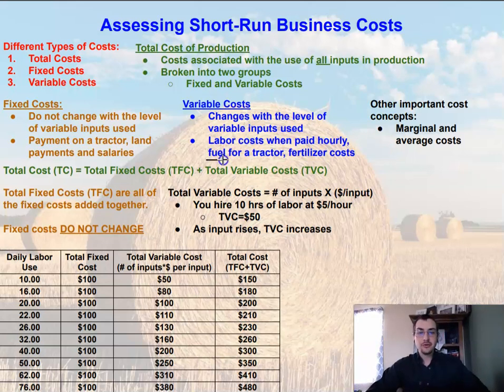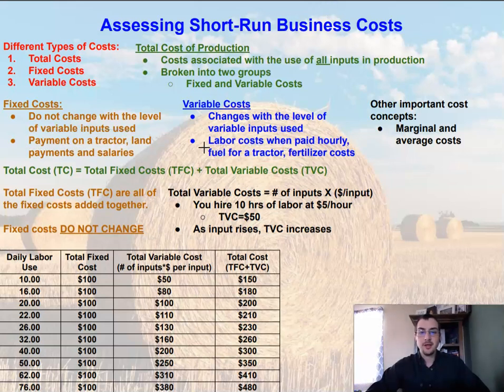Now, the fuel for the tractor would be a variable cost because the more you use that tractor, the more it costs. But think about the payment of a tractor. It doesn't matter whether or not you're driving that tractor 24 hours a day, 7 days a week, or you leave it parked in the shed for a whole month. The tractor payment is still going to stay the same. But what about your fuel bill for that tractor? Your fuel bill is obviously going to be higher whenever you're using that tractor 24 hours a day, 7 days a week. Fertilizer costs are another one. Those are all input costs, so are variable costs.